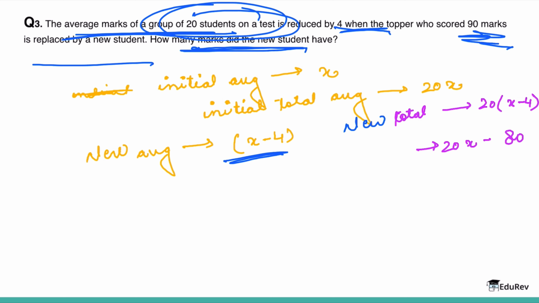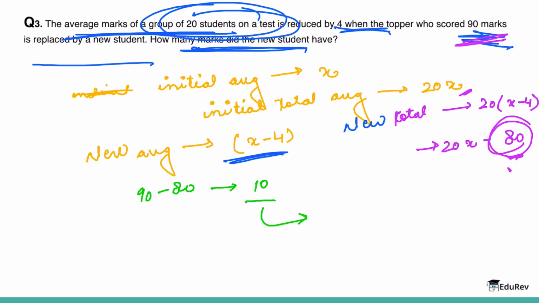Right? Now a reduction of 80 is created by the replacement. Hence the new student has 80 marks less than the student he has replaced. So the initial marks of that person was 90, and because there is a reduction of 80 marks, the new student who has replaced the topper has 80 marks less than the topper. So the topper has 90 marks. So 90 minus 80 is going to be what? Let me write it down. 90 minus 80 is going to be 10.